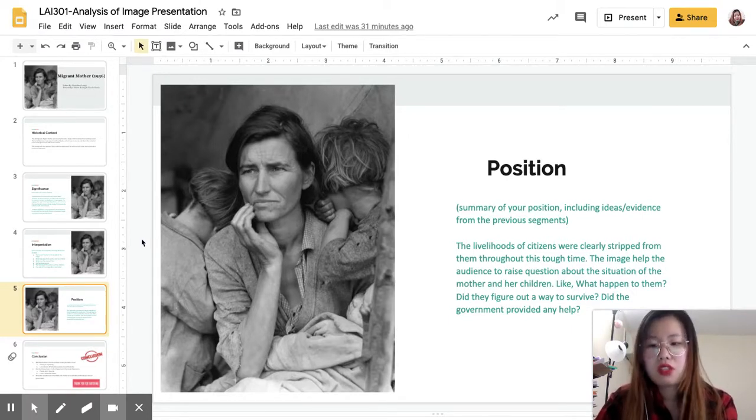This image is helping people to rethink the current situation and present the stressfulness of the people during the Great Depression, since there were many people who experienced the same circumstance as the mother in the photo, not just her.